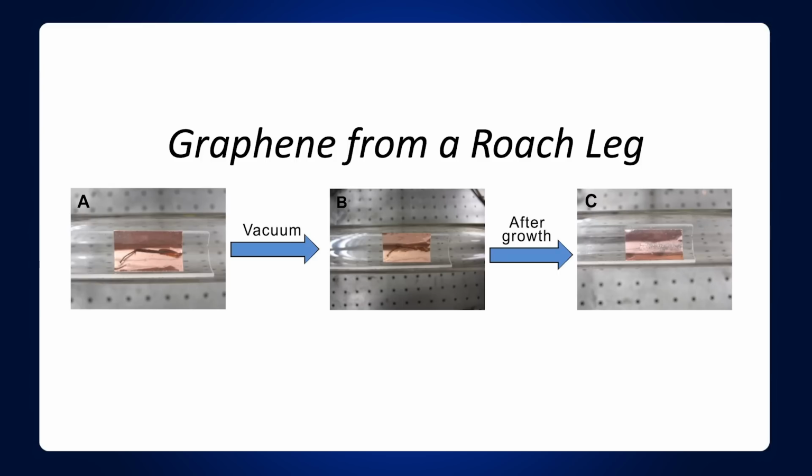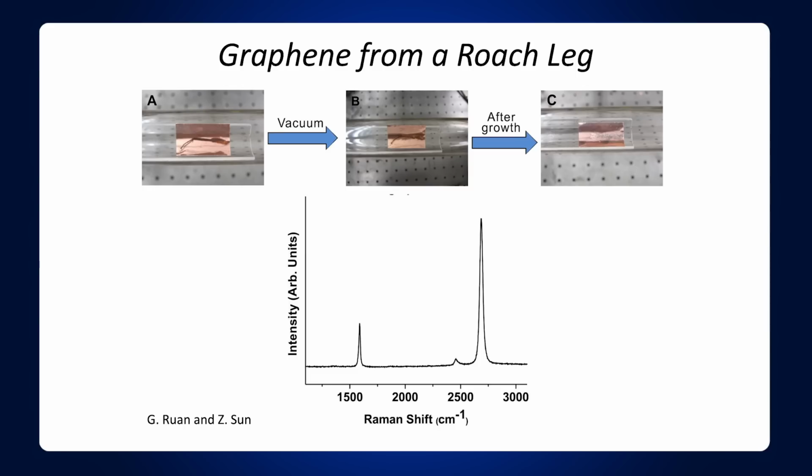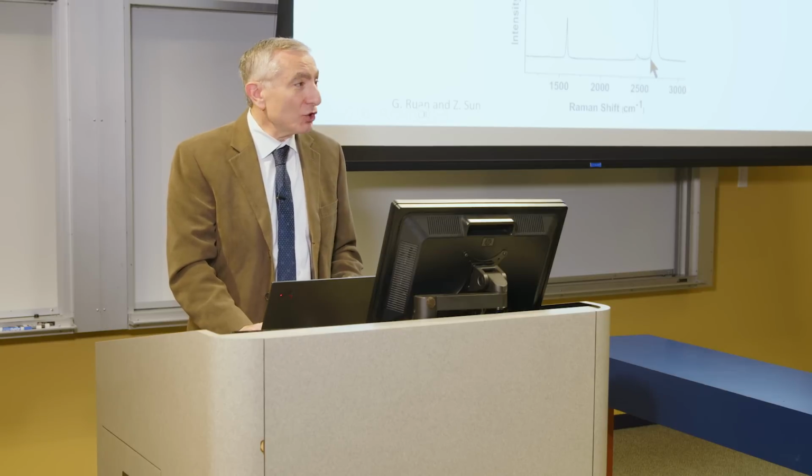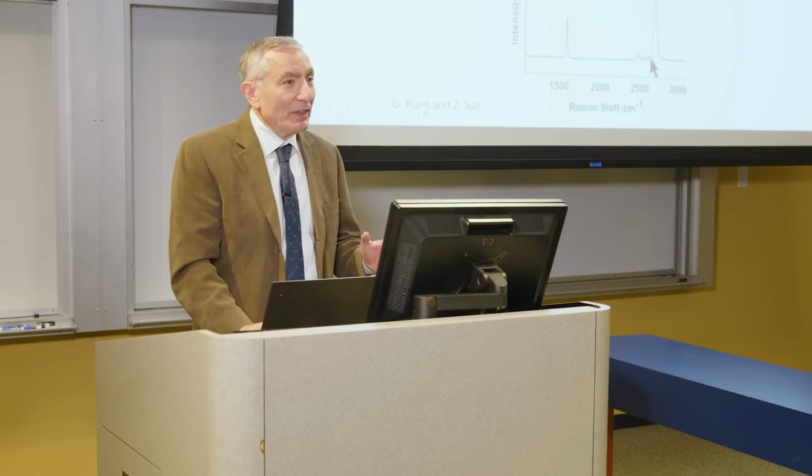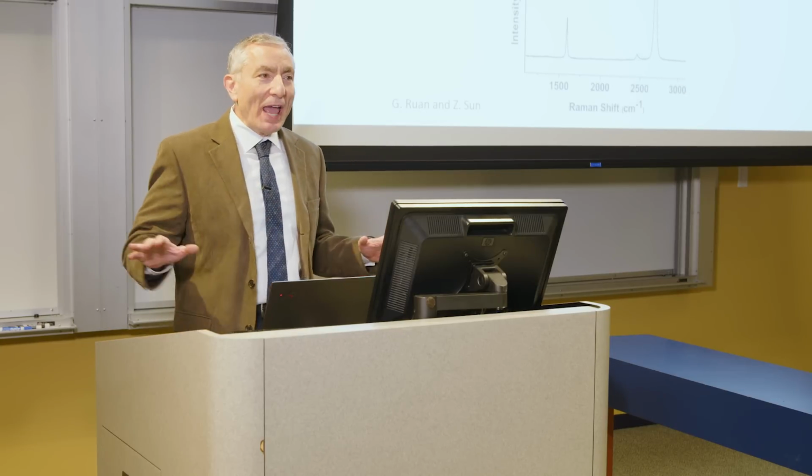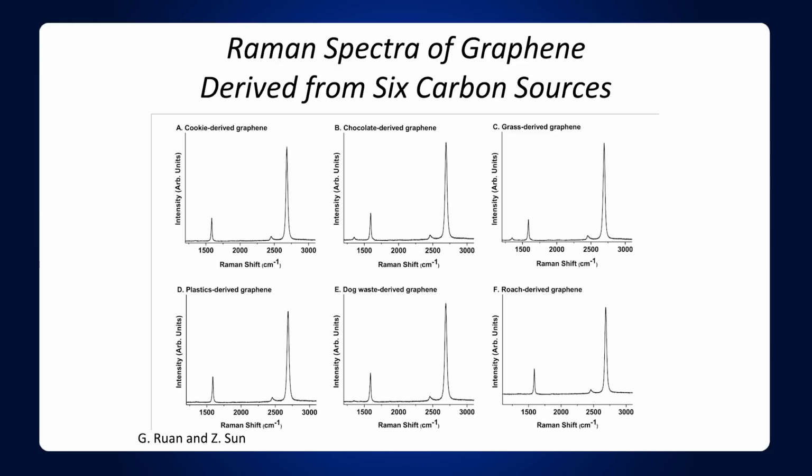And the roach itself turned out to be too much, so he just took the roach leg, and he put it on there, and it grows. Now, you have other elements in there, you have things like iron, but what happens is the carbon atoms run across the sheet, and from the bottom, you get really nice graphene from a roach, because it's carbon. You're just breaking everything down to just the carbon atoms. And it turns out we could do it with a cookie, with chocolate, with grass, with plastic, with dog feces, and with roaches.